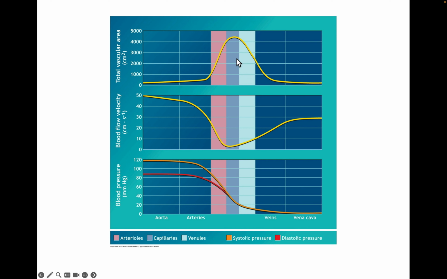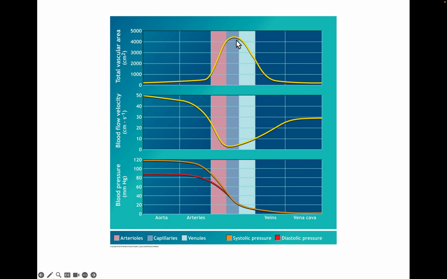That's another reason why the blood's slowing down there, therefore there's less blood pressure in the capillaries. Now, let's take a look at the veins. What happens to the veins? What you'll notice here is blood flow velocity actually increases when we get to the veins. That's weird. Why does it start to increase when blood gets to the veins?